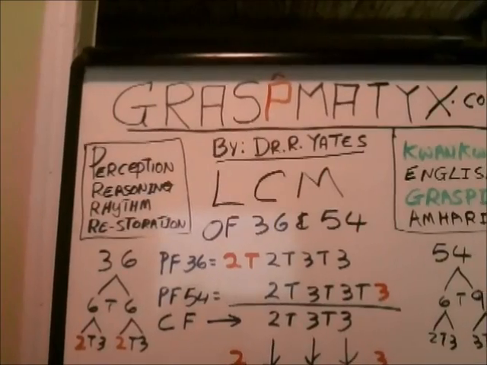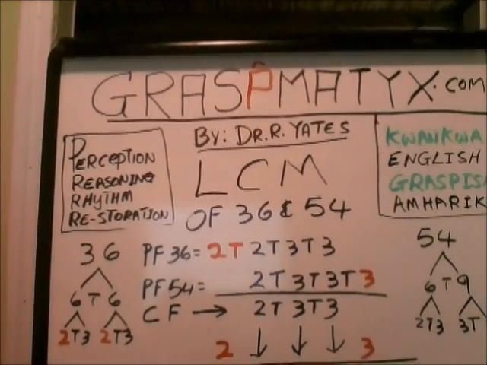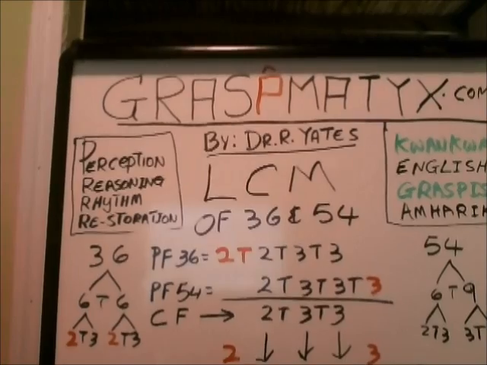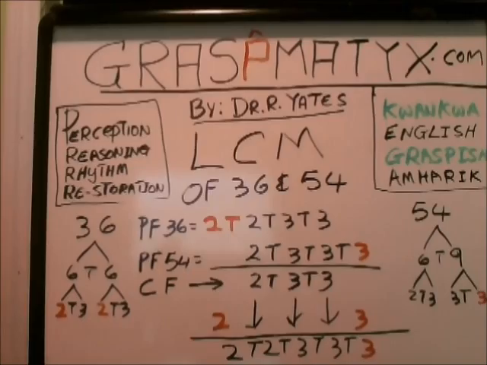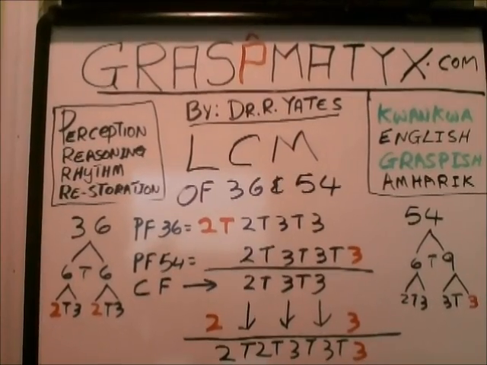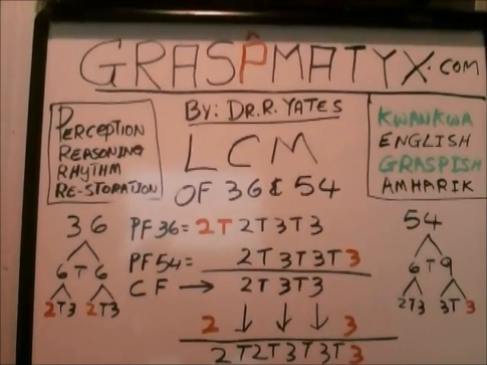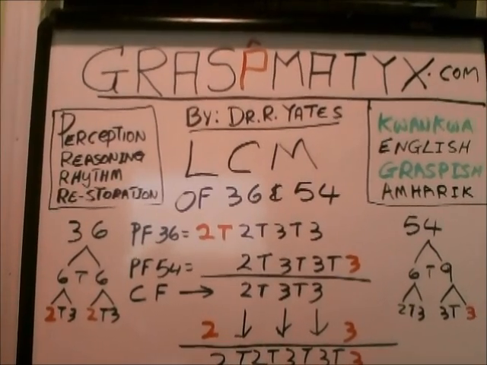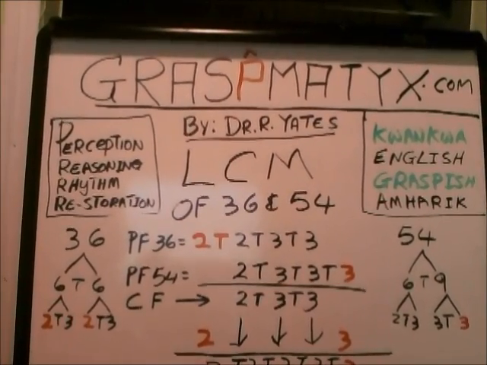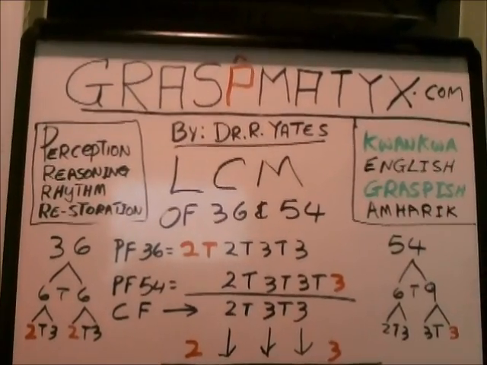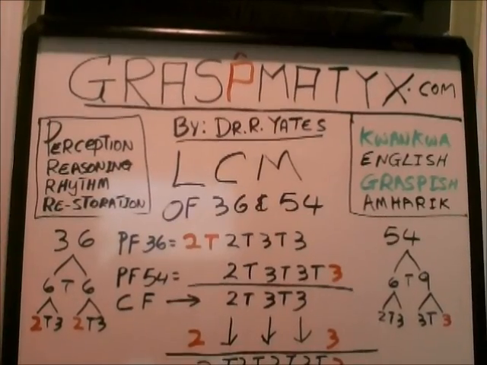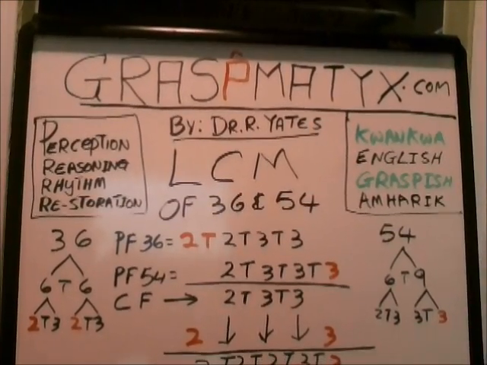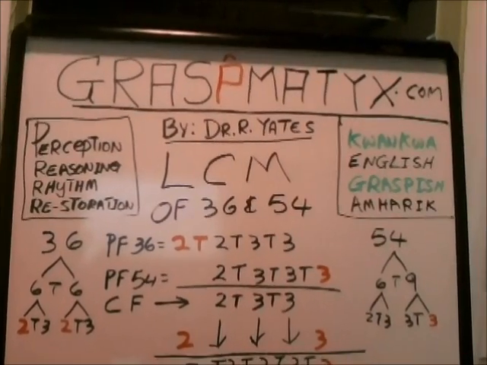So the prime factor of 36 would be 2 times 2 times 3 times 3. And the prime factor of 54, the PF, okay, PF stands for prime factor. The PF of 54 equals 2 times 3 times 3 times 3. Now, when you find what they have in common, that would be considered the common factor of 36 and 54.